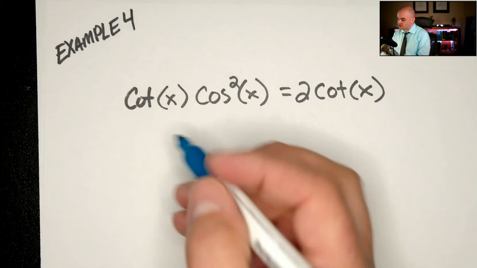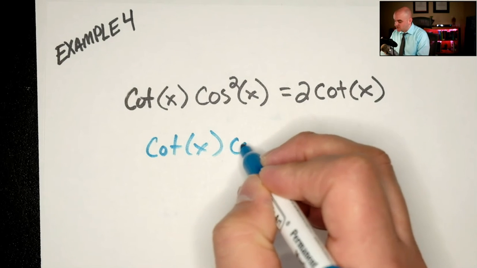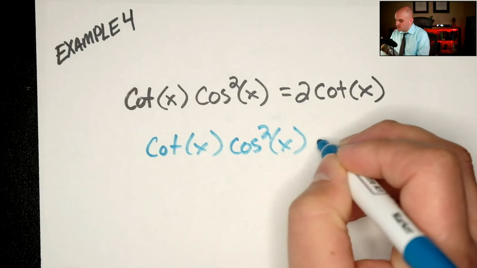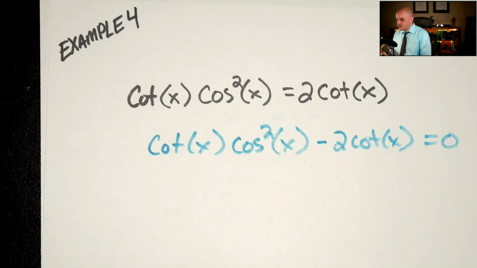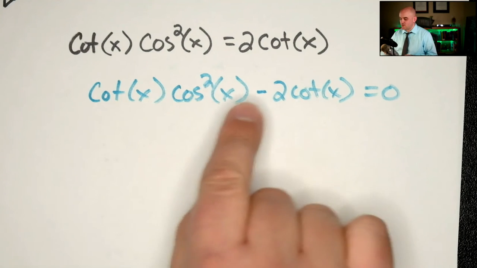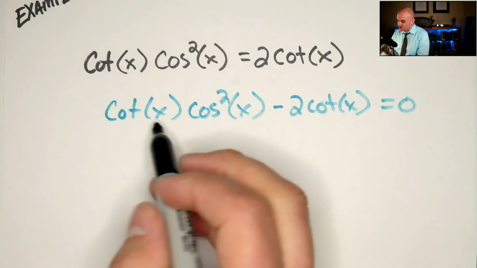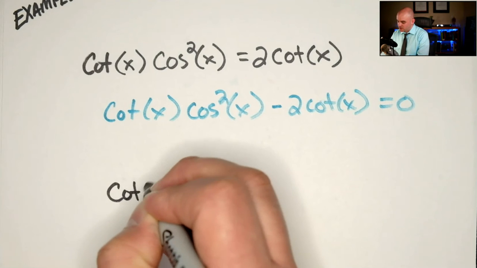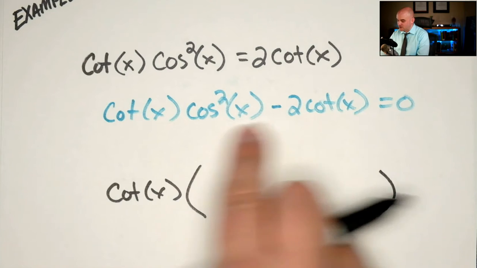So subtracting 2 times the cotangent of x from both sides, I get cotangent of x times the cosine squared of x minus 2 times the cotangent of x is equal to 0. Now I want you to look at this as one big binomial here. So I've got this mess, that's one term, minus this mess, that is another term. So I can actually factor out cotangent from this. If I factor out cotangent, write out cotangent of x, and I'm going to put inside the parentheses whatever I get when I factor it out.